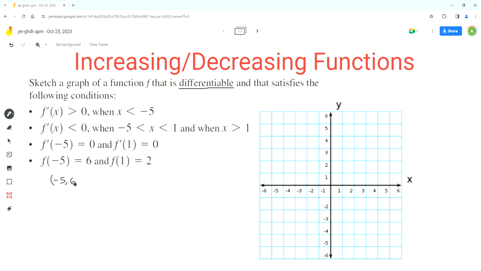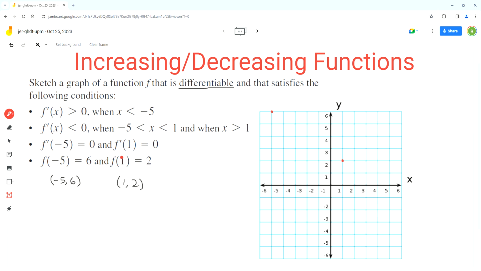6. And the other point is 1, 2. So we should start by plotting these 2 points. So -5, 6, so that's here. And then 1, 2, that's here.